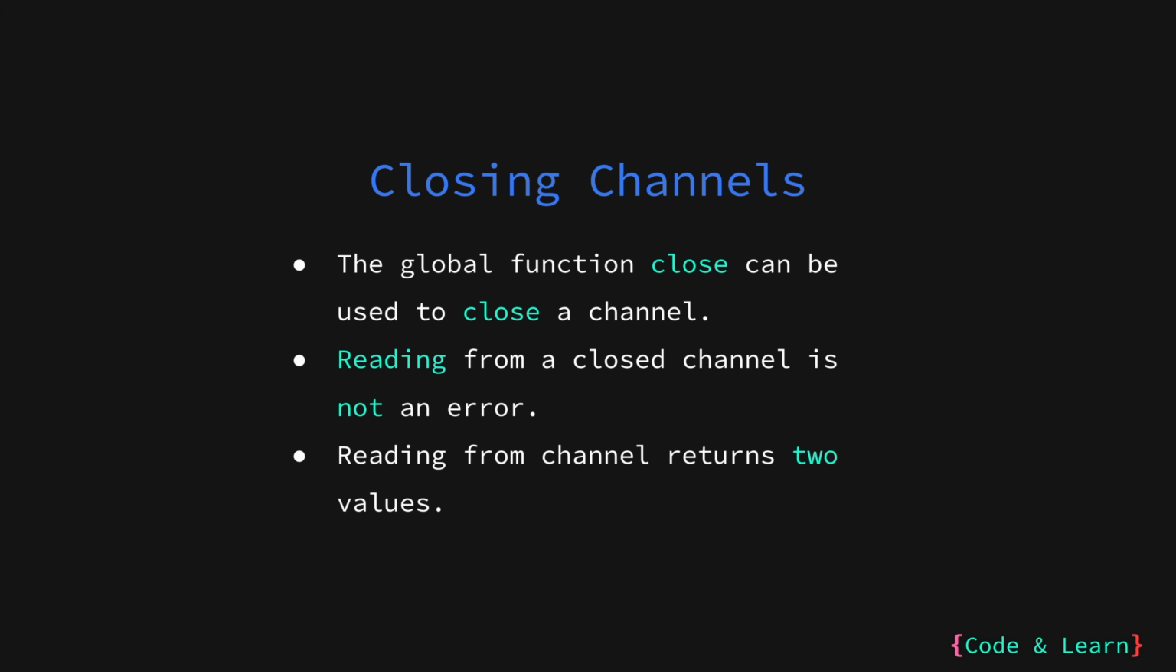When reading from a channel, two values are returned. First is the read value itself, or the value that we read from the channel. The second value is a bool indicating if the read value is what was written to the channel, or a 0 value for the type, which is sent back when the channel is closed. Again, let us understand this with an example.